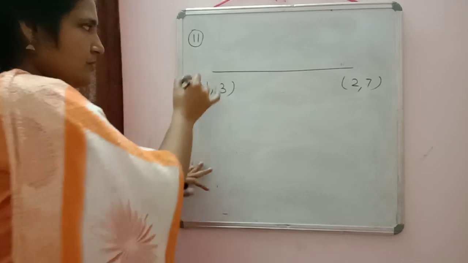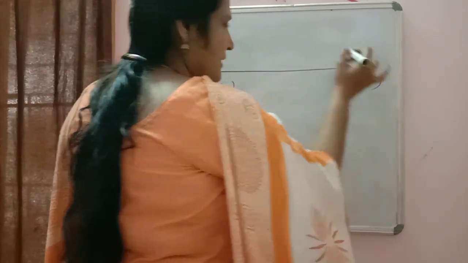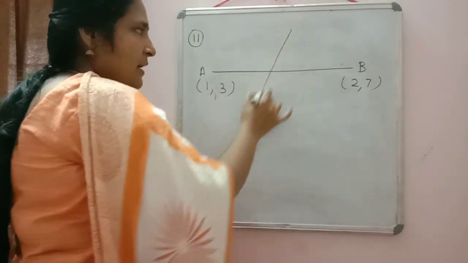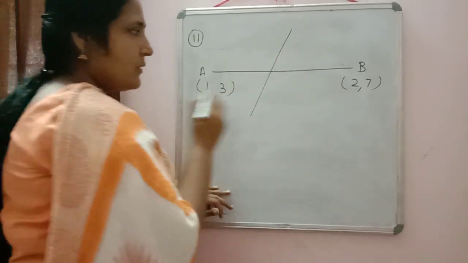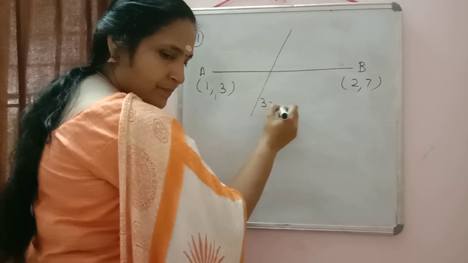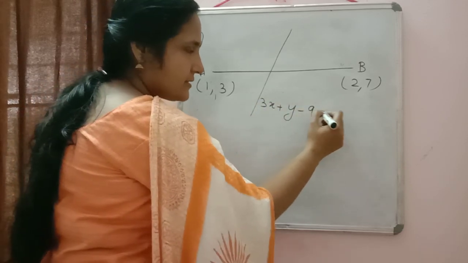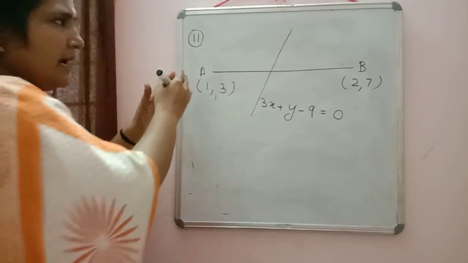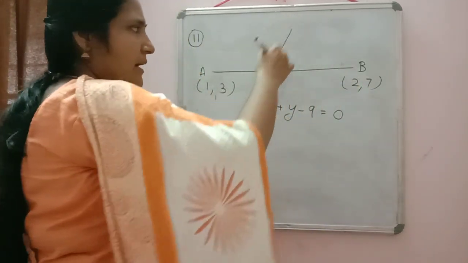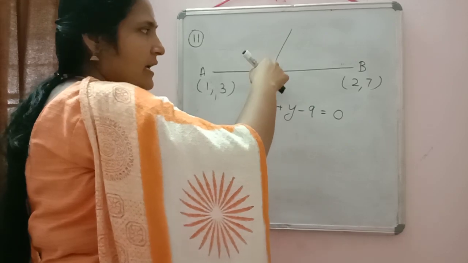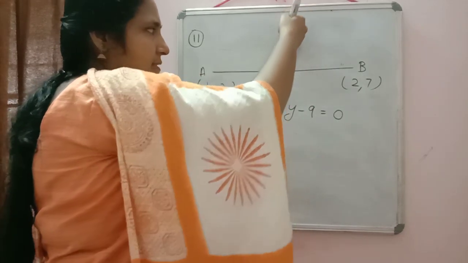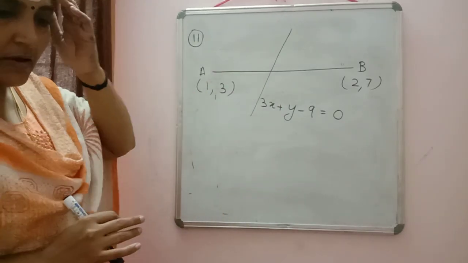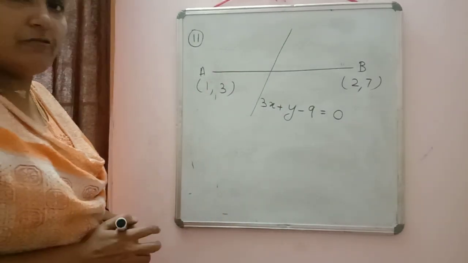Suppose this one is A and this one is B. Another line divides AB, and the equation of this line is given: 3x + y - 9 = 0. Clear? Okay. The line segment AB is divided by a line; normally we write a point here, but in place of a point they gave the equation of the line. We have to find out what the ratio is. Ratio only we have to find out.